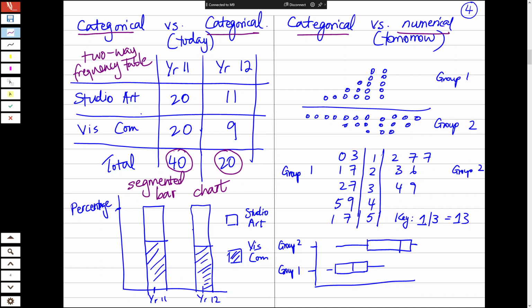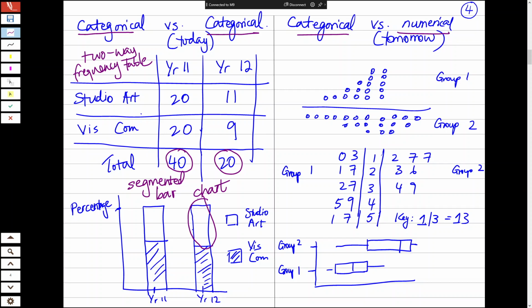Now, a question that I might ask is, is there an association between the type of art subject chosen and the year level? So have a look at the year 11 group. Is there a subject that's more popular? No. They're 50-50, right? What happens in the year 12 group? Studio art is slightly more popular. That's this group.